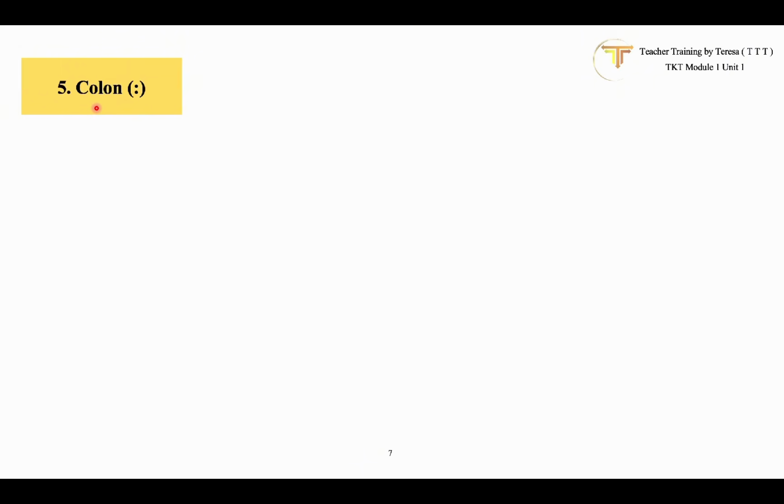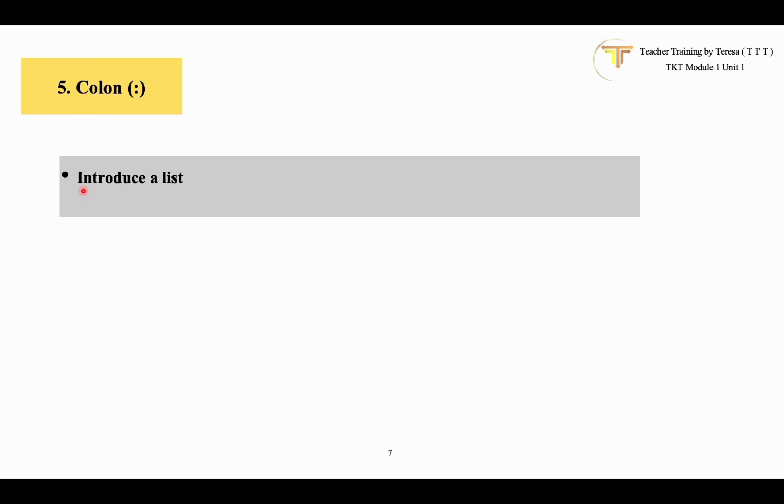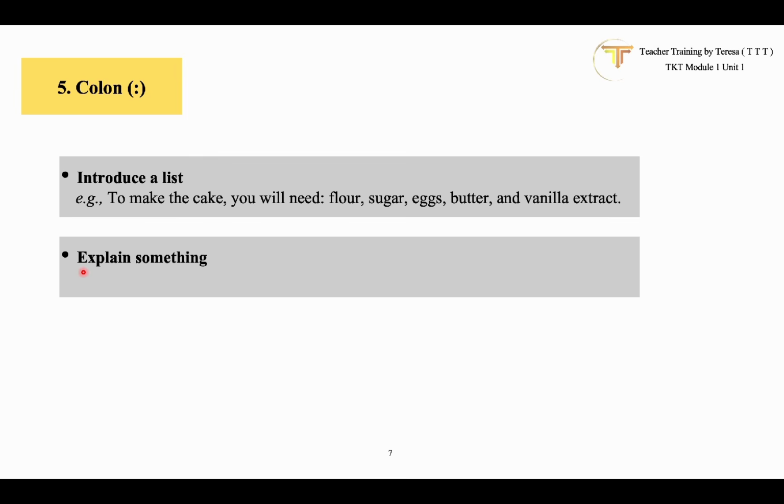5. Colon. Introduce a list. To make the cake, you will need flour, sugar, eggs, butter, and vanilla extract. Explain something. There was one problem: the flight was cancelled.